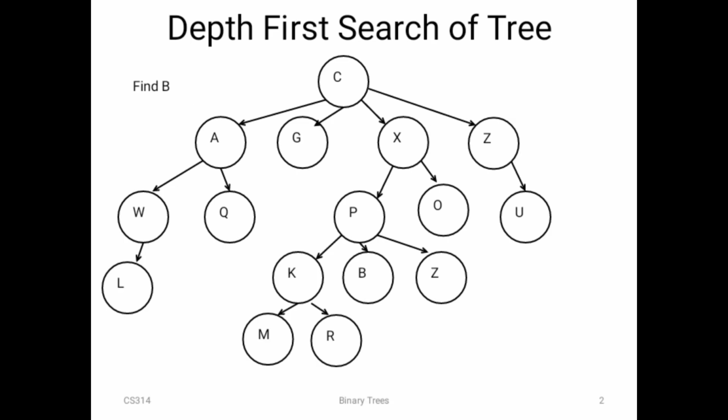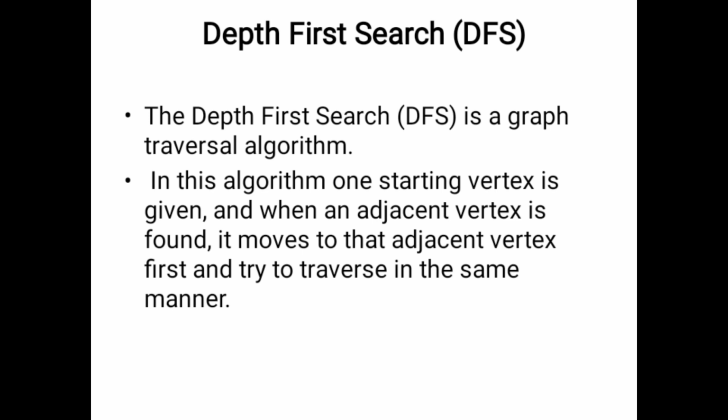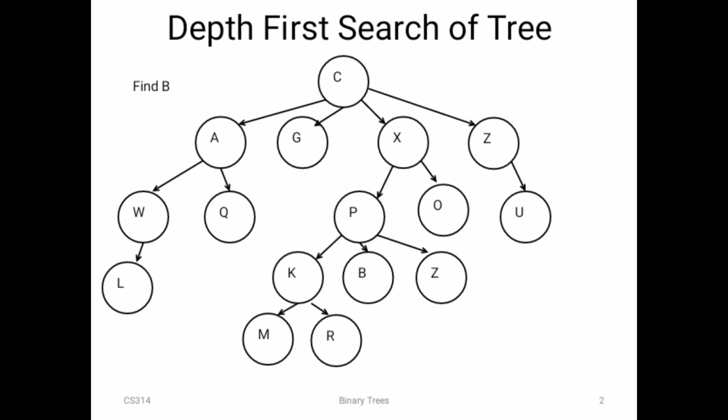I will take one example and show you how this depth first search is implemented. Now consider this graph; I'll implement depth first search for it. You can choose any vertex as a starting vertex. Here C is chosen as the starting vertex. From C, there are 4 adjacent vertices: C to A, C to G, C to X and C to Z.